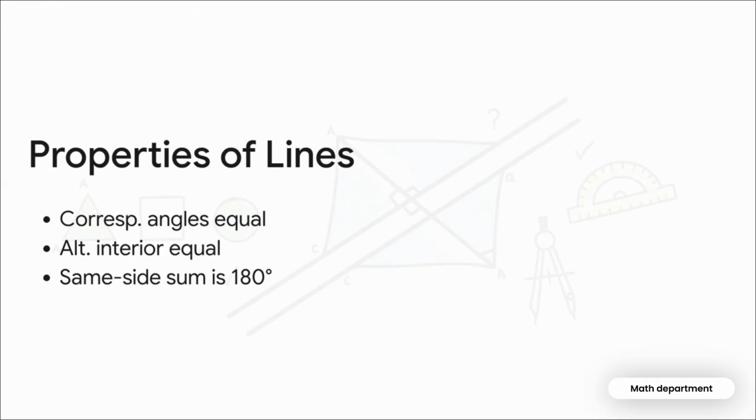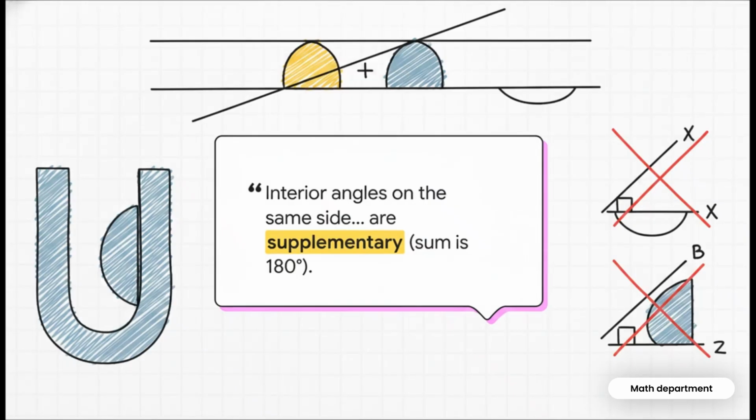But wait, look at that last rule. Same side interior angles are actually not equal, they are supplementary. And that means they add up to exactly 180 degrees. Actually, let's pause for a second because I really want to highlight this. This is a super common exam trap. You have to be so careful here.